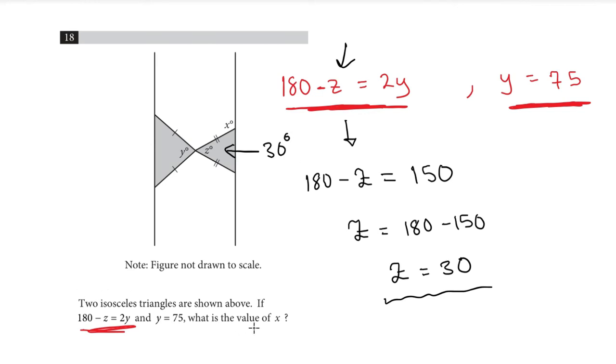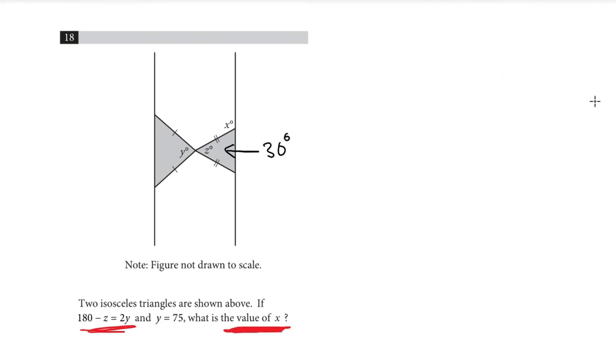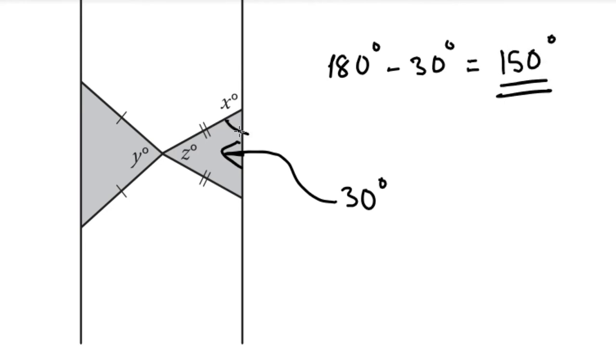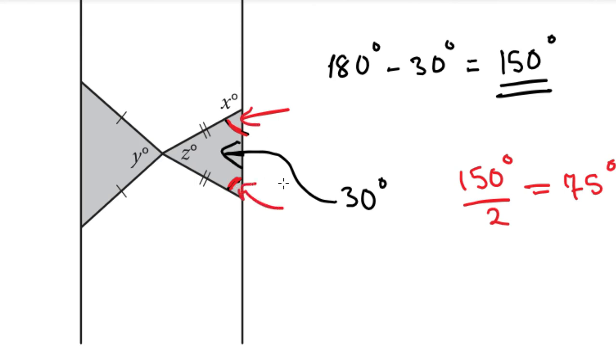Now the question is asking us to find the value of x. At this point it is pretty simple. We know that these two triangles are isosceles. So if z is 30 degrees, 180, that is the sum of internal angles of a triangle, minus 30 degrees, leaves us with 150 degrees. Now, that's the rest of the sum of these two angles. And we know that for isosceles triangles, two angles must be equal. So in order to find each individual angle, we need to divide 150 by 2. Well, that leaves us with 75 degrees. Each of these angles is 75 degrees.